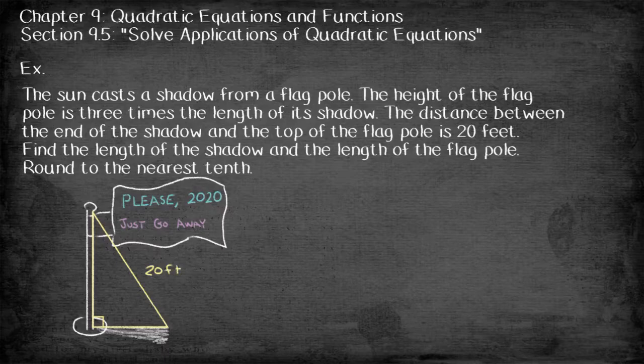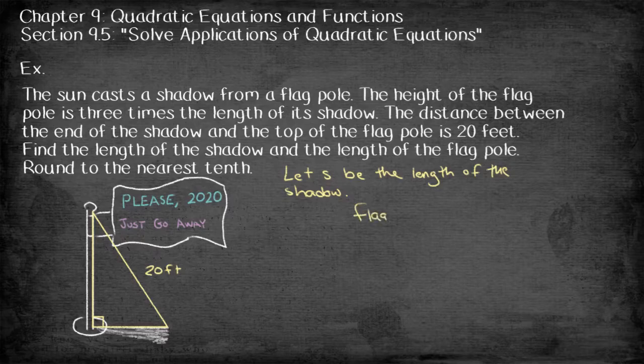All right. Now we need to figure out what it is we're looking for. We're looking for the height of the flagpole and the length of the shadow. So I need to call that something. Let's let S be the length of the shadow. If the flagpole is 3 times the length of the shadow, then the length of the flagpole would be 3S.